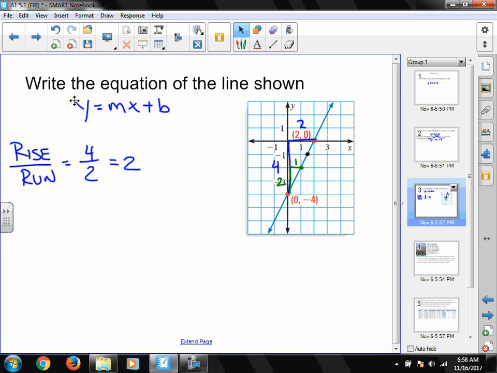Now we know our slope, so we can write y is equal to 2x, and our y-intercept, well, hey, it crosses the y-axis right there at 0, -4, so my y-intercept is -4, so I could write -4 or plus -4. Either one would work.